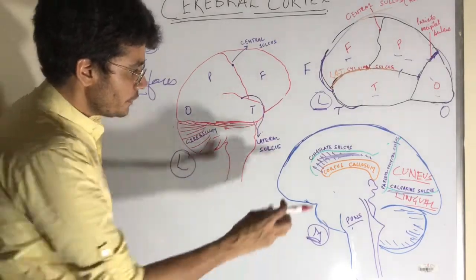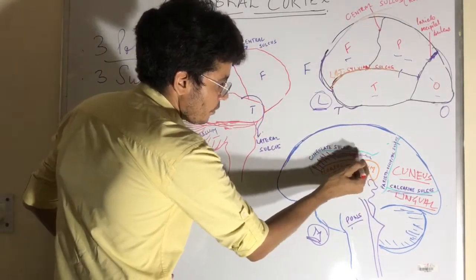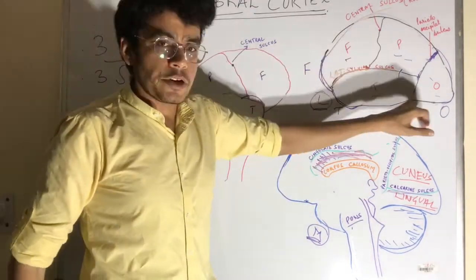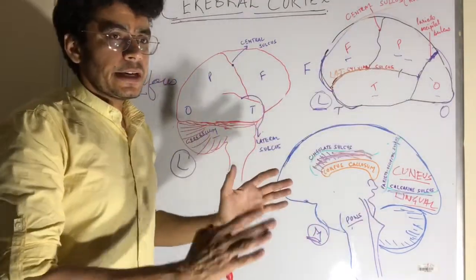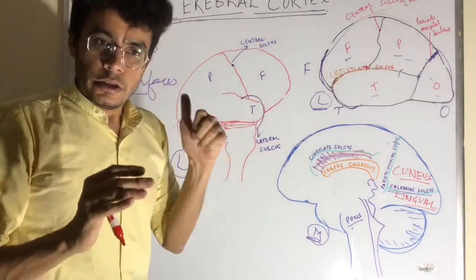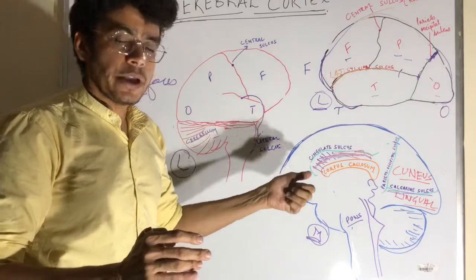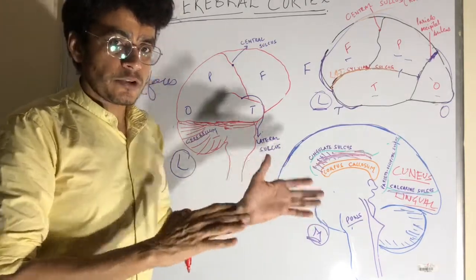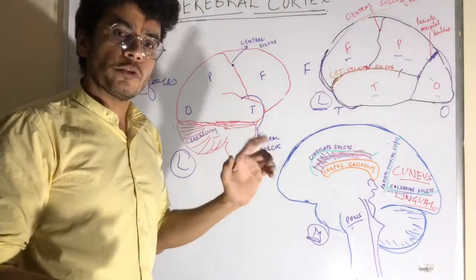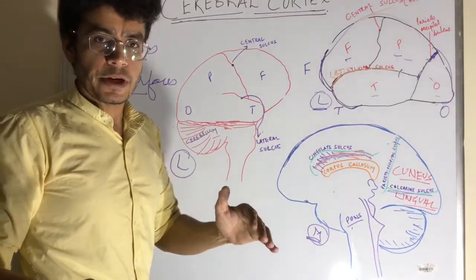This cingulate gyrus is not part of either the frontal or the parietal or the temporal or the occipital lobe. We can say it's an artificial lobe, that is the limbic lobe. When we talk about the limbic structures, the cingulate gyrus is one of the parts of the limbic system, the limbic cortex. Okay.